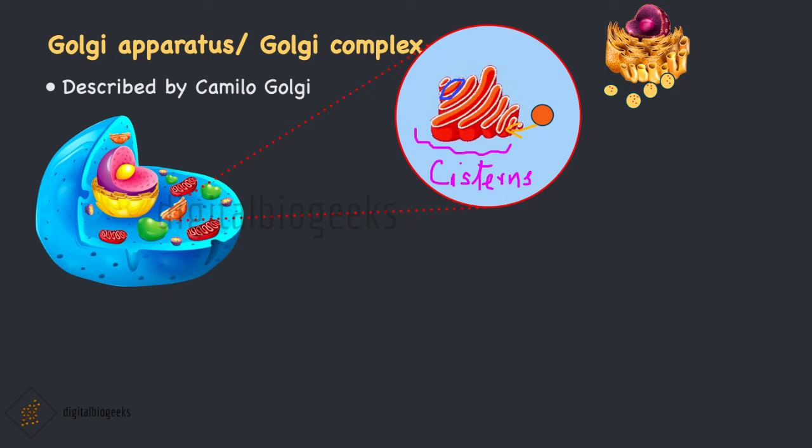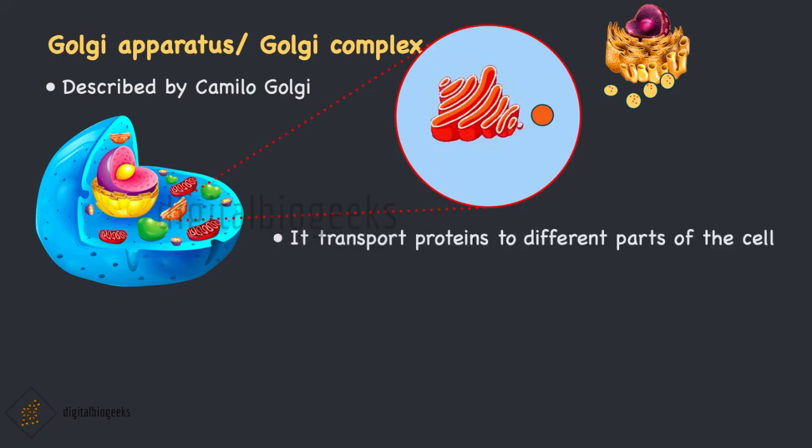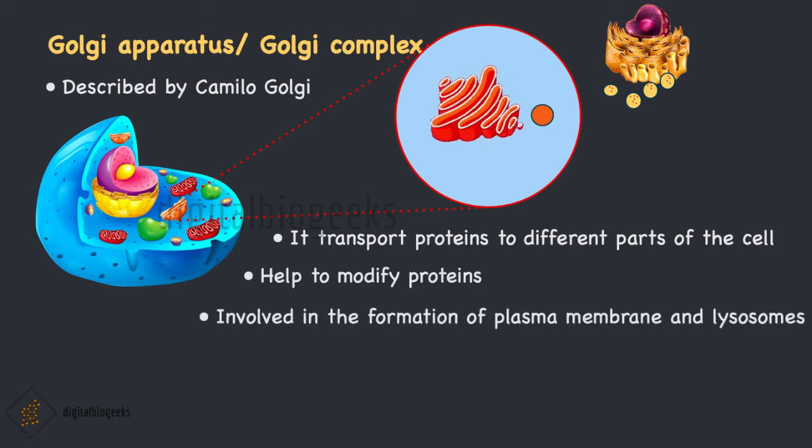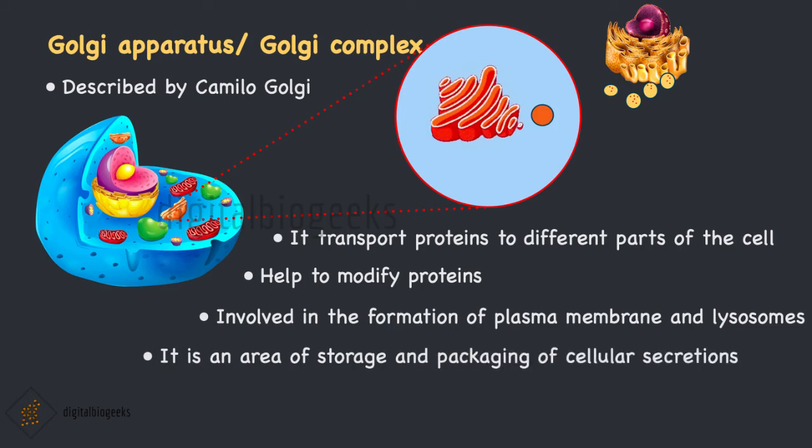Now let's check what the functions of Golgi bodies are. It transports proteins to different parts of the cell. It helps to modify proteins. It is involved in the formation of plasma membrane and lysosomes, which we will study in later slides. It is an area of storage and packaging of cellular secretions.